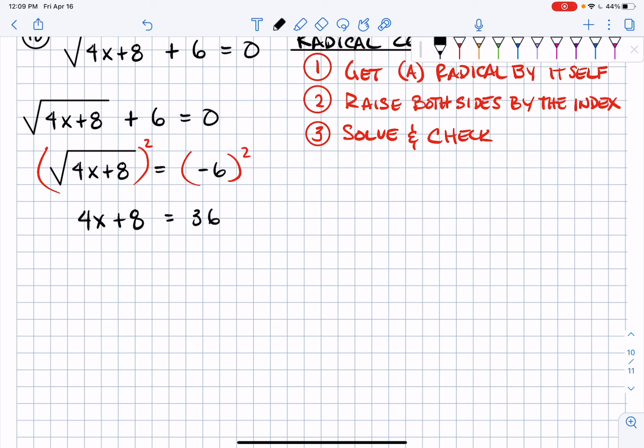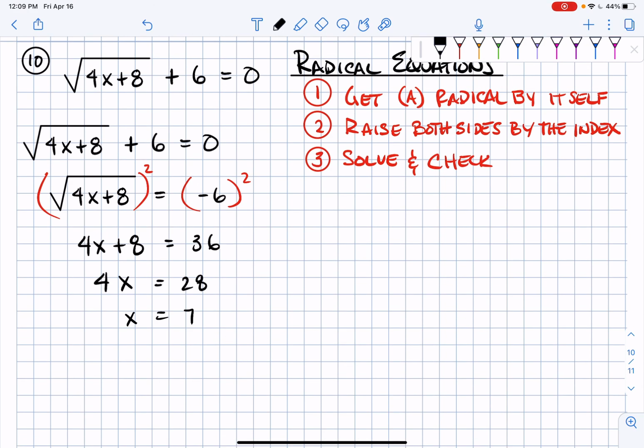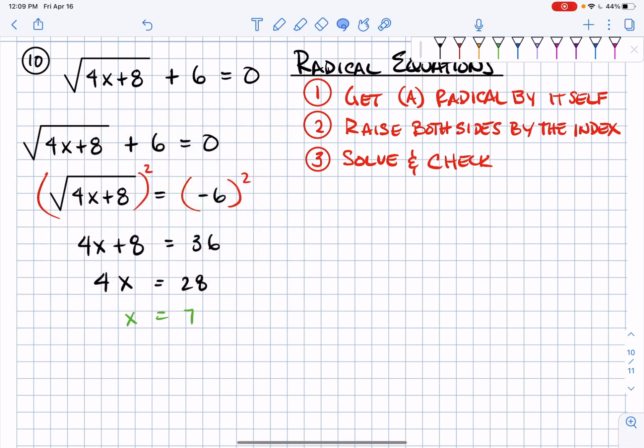Negative 6 squared is going to be positive 36. Now I'm going to subtract the 8 over, so I get 4x is equal to 28, so x is going to equal 7. Now, radical equations are the ones where you actually have to check the answers. So let's check this answer.